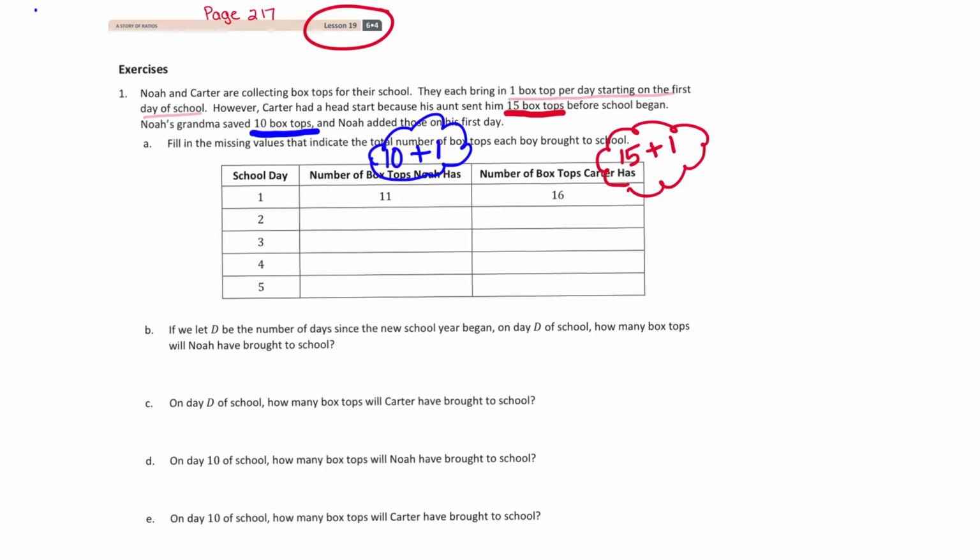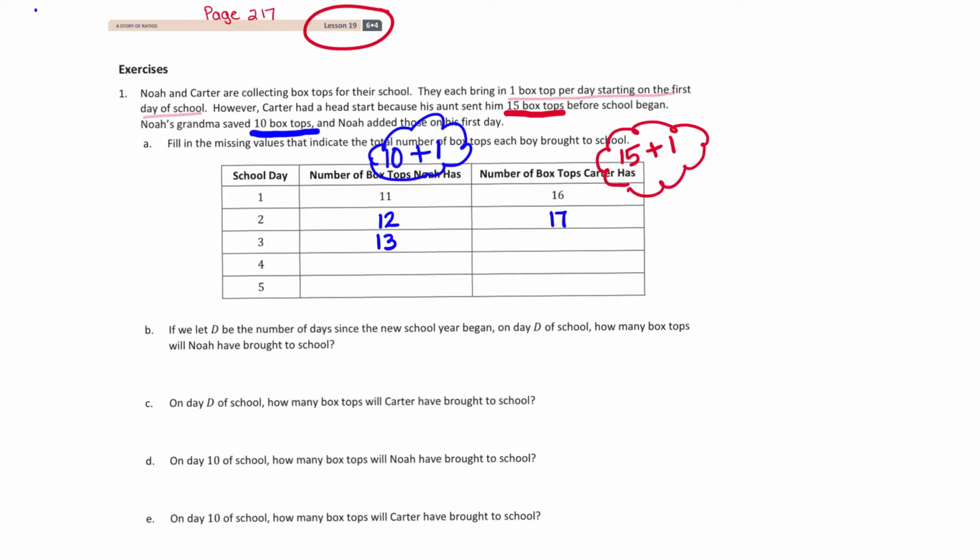Now, if we continue on day 2, 3, 4, and 5, keep in mind each one of them is going to bring 1. So let's go ahead and complete the table. So 11 plus 1 is 12 box tops. 16 plus 1 is 17 box tops. And we're going to continue doing it all the way through day 5.